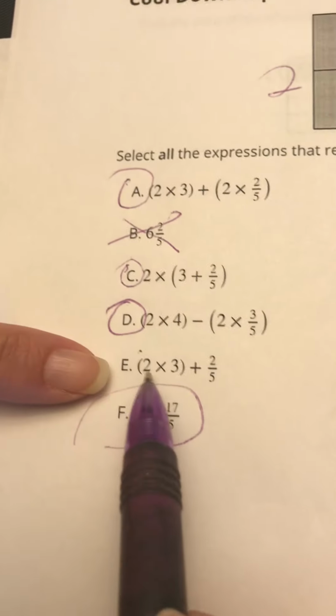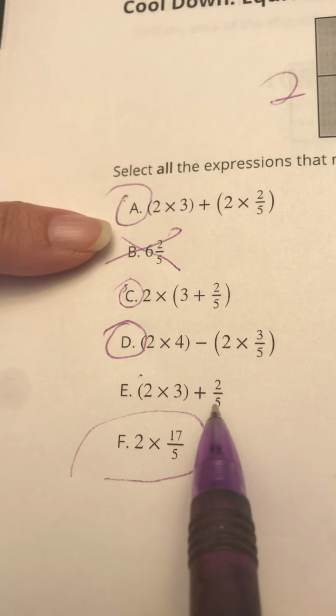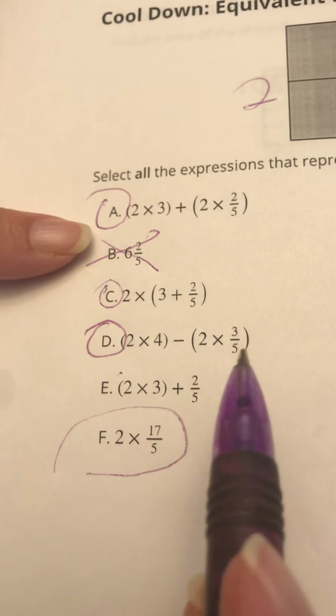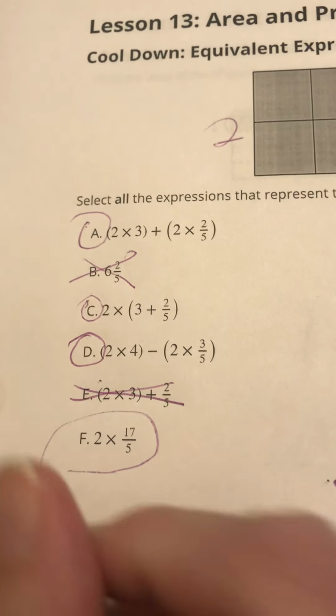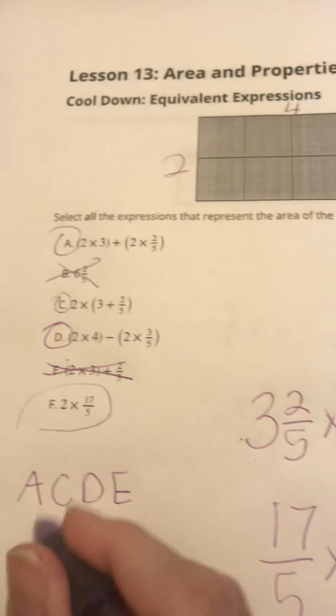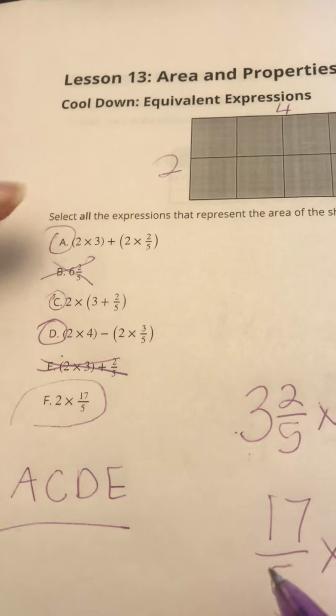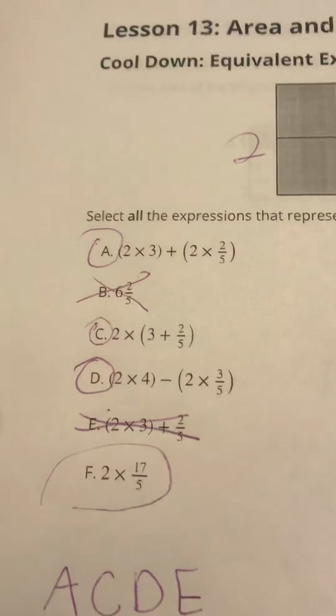And then E is real similar to B, where they've just multiplied 2 times 3 and then put the 2/5 with it. So we know that doesn't work. But A, C, D, and F all will work on this one. And so, you know, to get full credit, you would need to have selected all of those, because it says to select all the expressions that represent the shaded region.